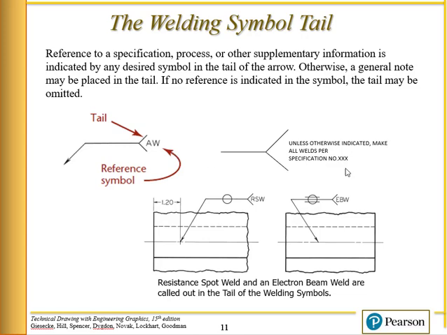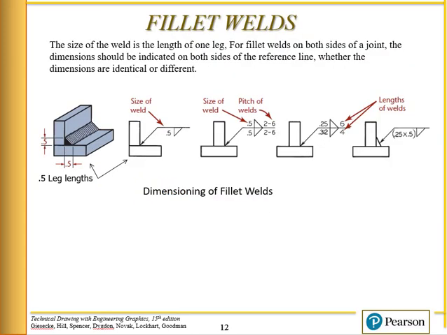You could put a general note in the tail, such as "unless otherwise indicated, make all welds per specification." Then you would put that note once on the drawing, and all the other ones would be the same. It would be either typical or something like that, or you don't put anything in it. If no reference is indicated in the symbol, then the tail may be omitted. The tail is actually optional. In this case, we put electron beam welding and resistance spot welding in the tail note.